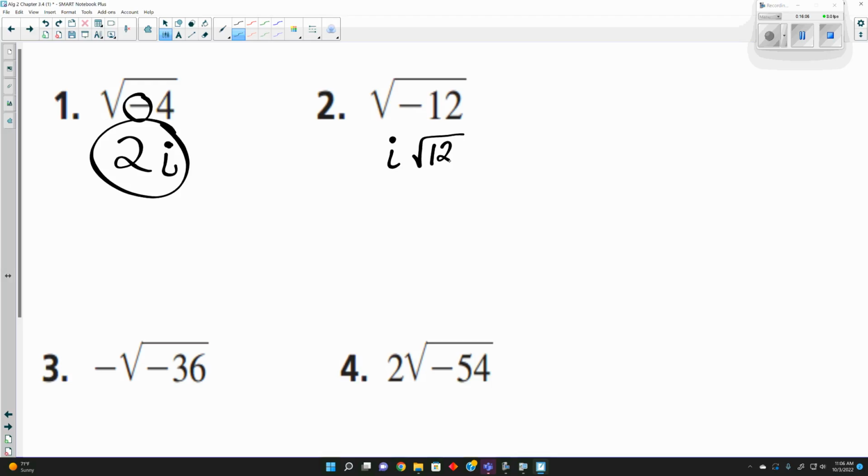We can plug it into the yellow calculator. It is 2i square root of 3. The reason we get 2 is because 4 times 3 is 12. The square root of 4 is 2. 3 is left inside. But the yellow calculator will simplify the square root of 12 for us.